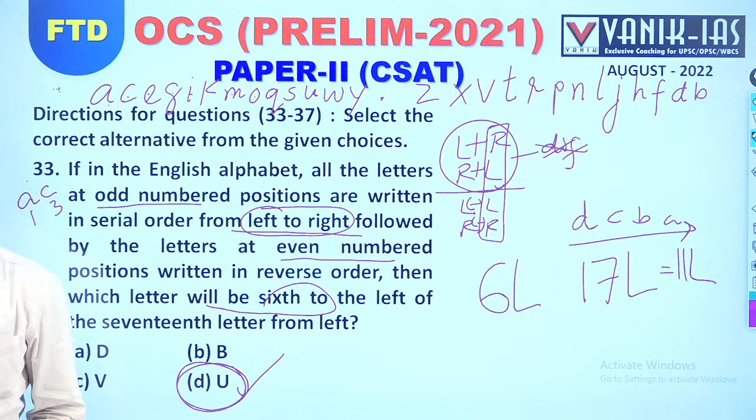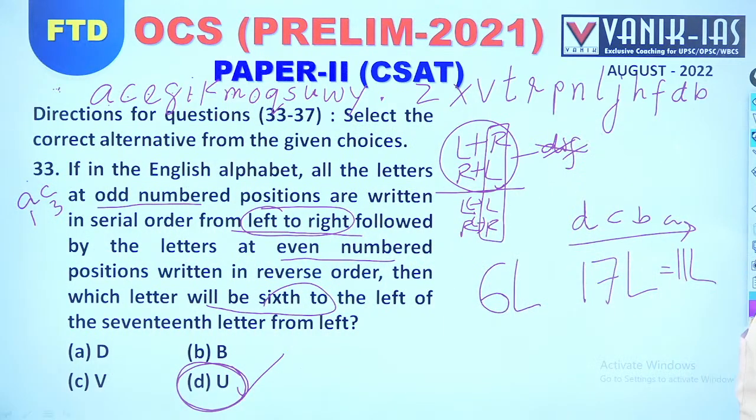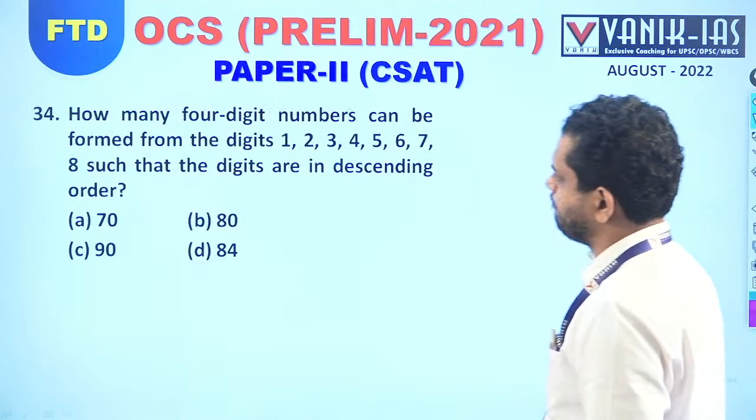What was your answer, Mr. Vivian Mishra? U. Okay, U is the correct answer. You are absolutely correct. Thank you so much. Here it is, friends. Next question.